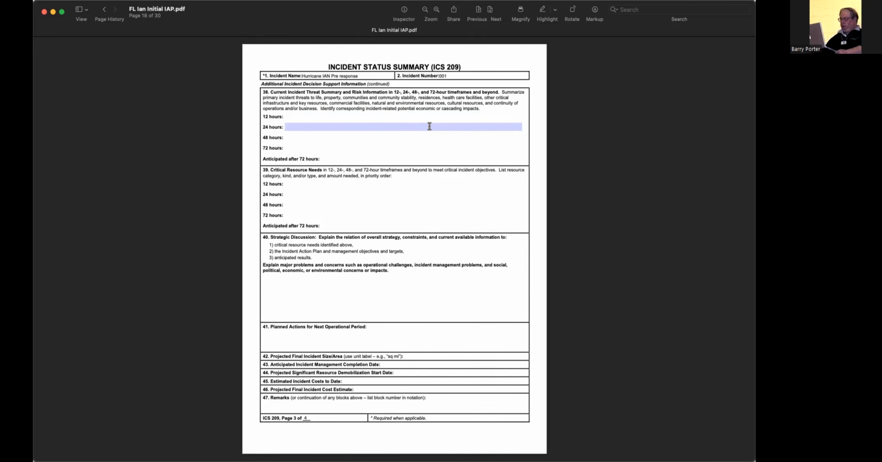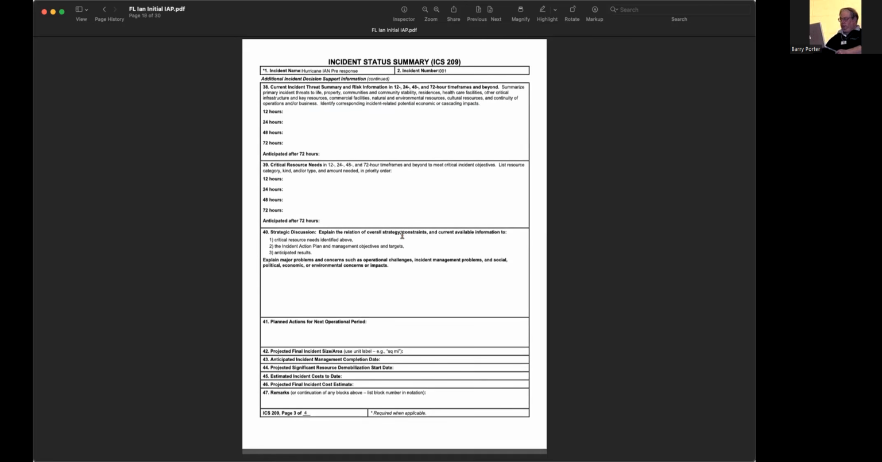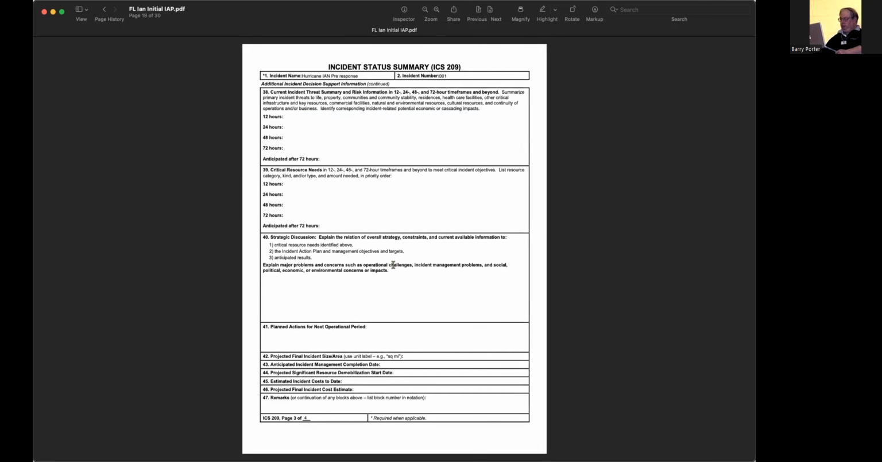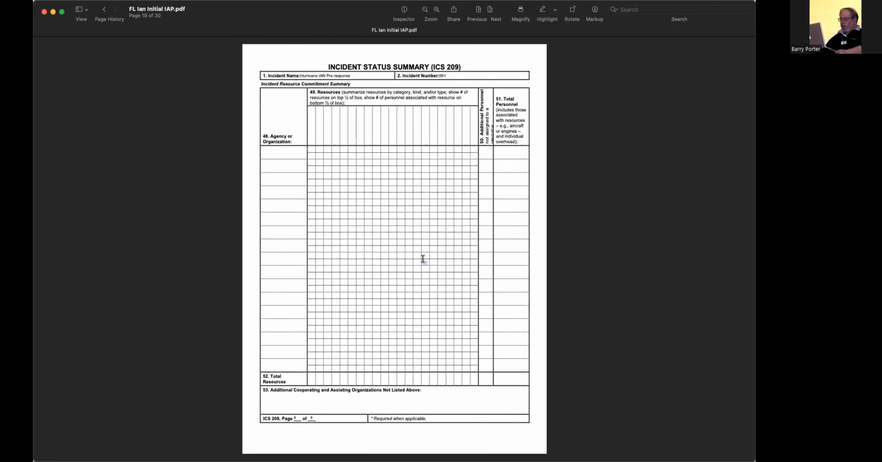On page 3 of this form, which is, again, like I said, a SITREP, it covers what's happened in the last 24 hours, 48 hours, 72 hours, and what's anticipated after 72 hours, what critical resources are needed or deployed, what strategic discussions you have about critical resources and incident action plans, and what you're planning for the next operational period. These are usually done for 24 hours. And this is the summary, again, of everything from page 3: the agency and the different resources expended, and the total personnel that were deployed or used, and this all gets summarized up.